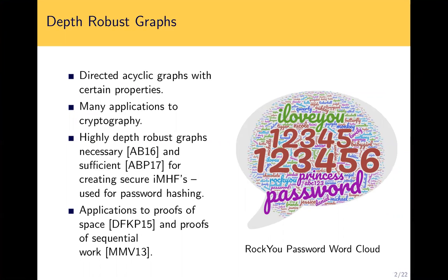A depth robust graph is a directed acyclic graph that has certain properties that we'll define on the next slide. The reason we're interested in depth robust graphs is they have many applications to cryptography. Possibly the biggest application is depth robust graphs are used to create secure, data-independent memory hard functions, which are used for password hashing. Additionally, depth robust graphs have applications to proofs of space and proofs of sequential work.